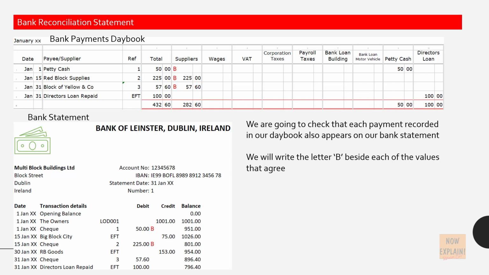Is that on our statement for €57.60? Yes, it is. We marked that off as a B. And then there's an electronic funds transfer for €100. That's on our bank statement. Yes, so we marked that off with a B.